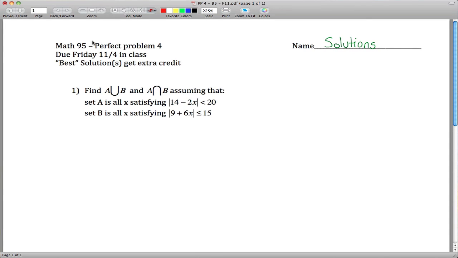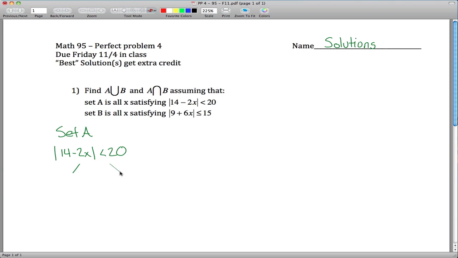Alright, perfect problem 4 for Math 95. We're asked to find the union of two sets and the intersection of two sets. The first set is all x that satisfy this inequality here. Maybe we'll take care of that one first. It's saying all x so that the absolute value of 14 minus 2x is less than 20.